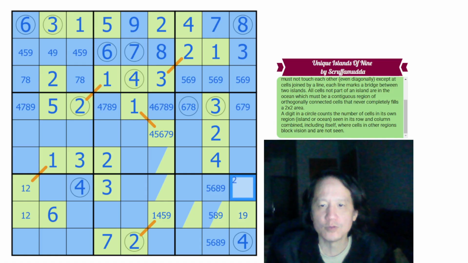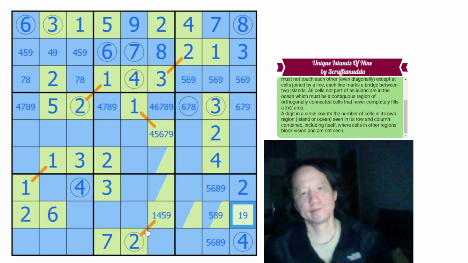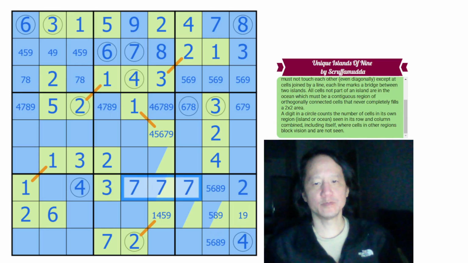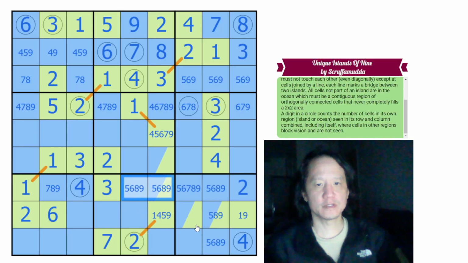So this can't be 2, which forces this to be a 2. Because where else can it be in column 9? Therefore, this can't be 2. This is 1. This is 2. This is either 1 or 9. These must be 5, 6, 7, 8, or 9. 5 and 9. This is 5 and 9. This can't be 5 or 6. This can't be 7. This can't. This is 5.